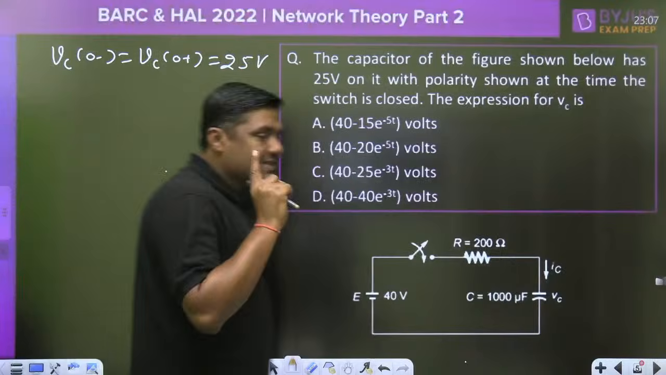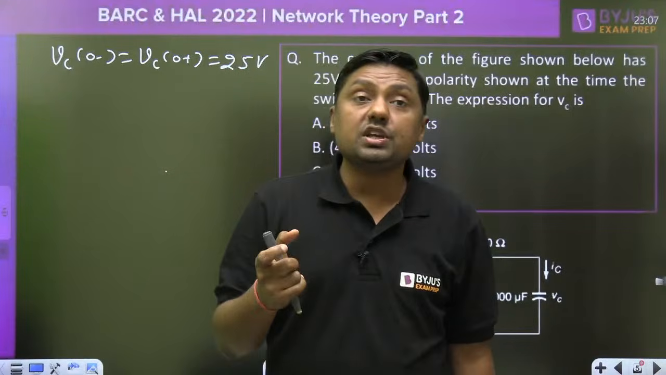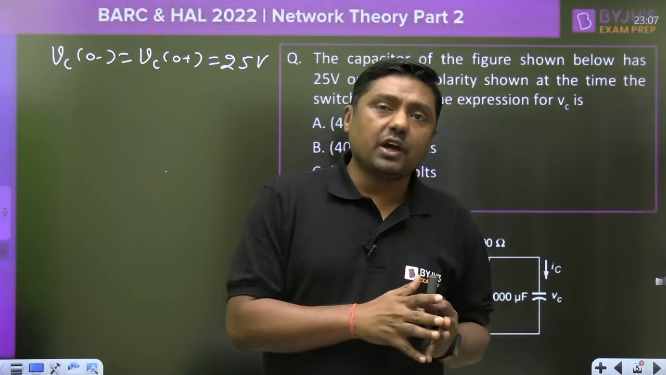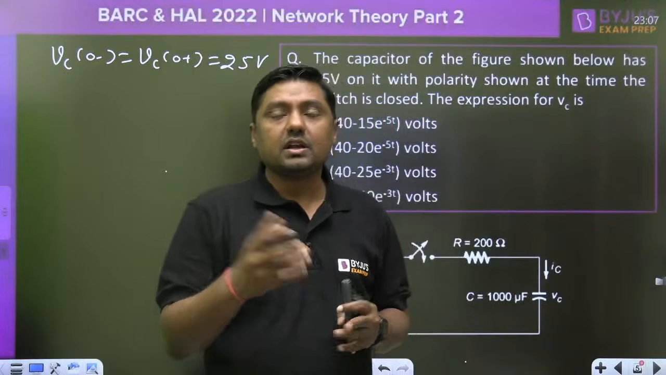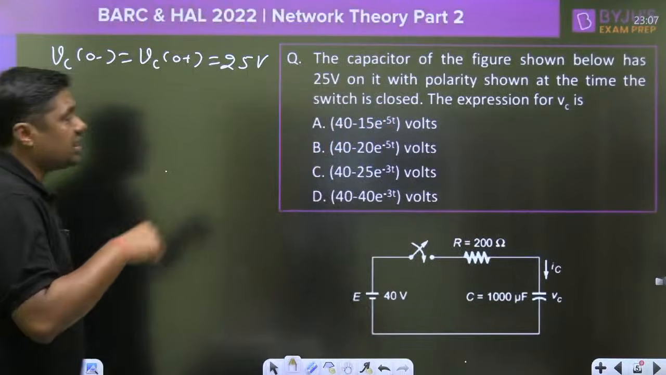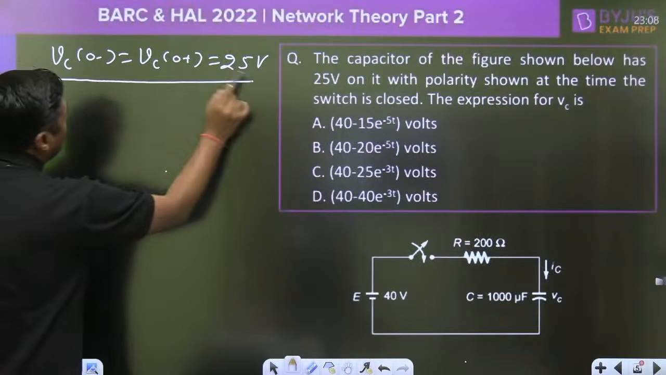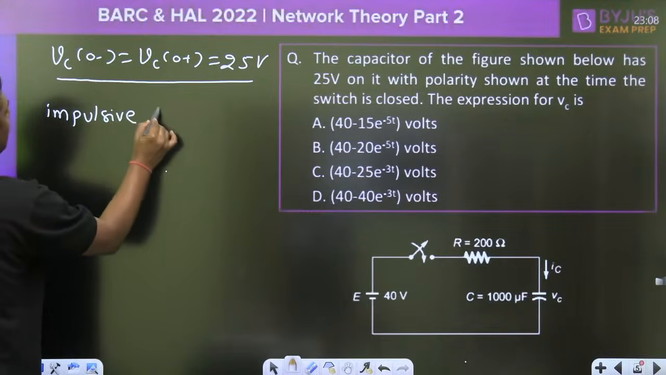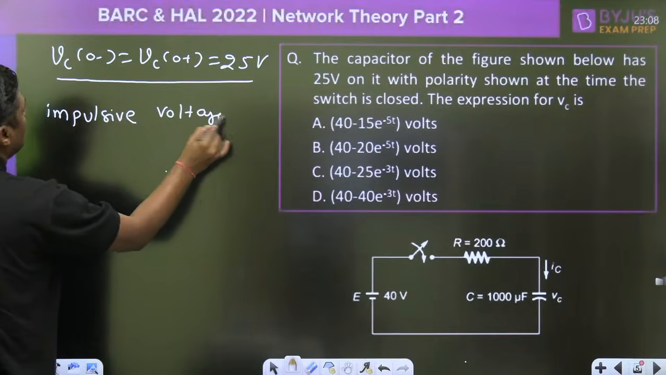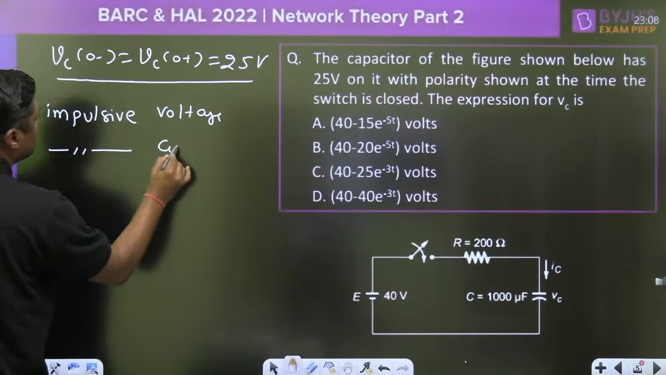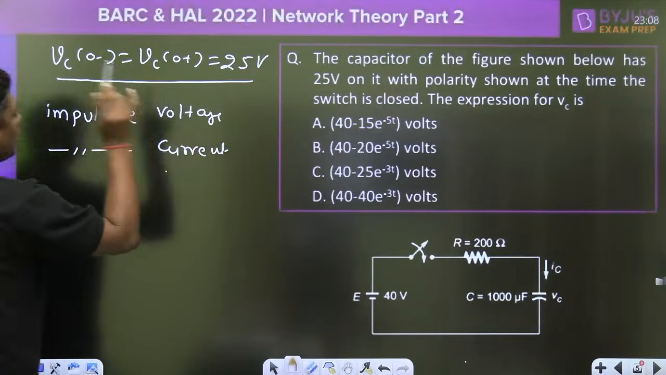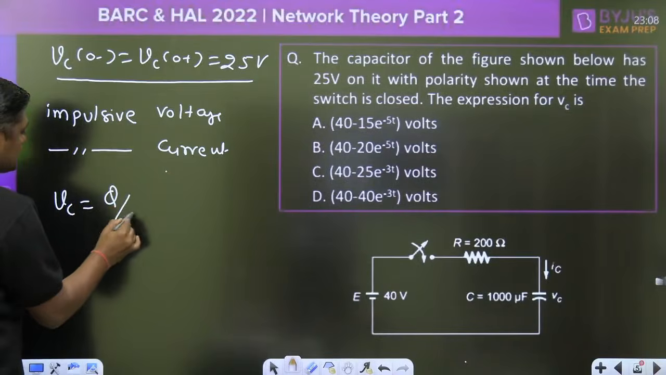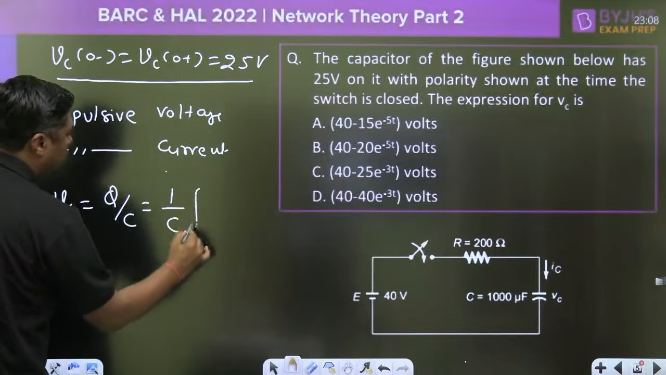But we have one exceptional case. Capacitor will allow sudden change of voltage. Please give me the comments. For impulsive current or for impulsive voltage? Does the capacitor allow the sudden change of voltage for impulsive current or impulsive voltage? This is also a question. For impulsive voltage or for impulsive current, the capacitor will allow the sudden change of what? Voltage. What is the voltage across the capacitor? That is Q by C, that is 1 by C integral of I dt.